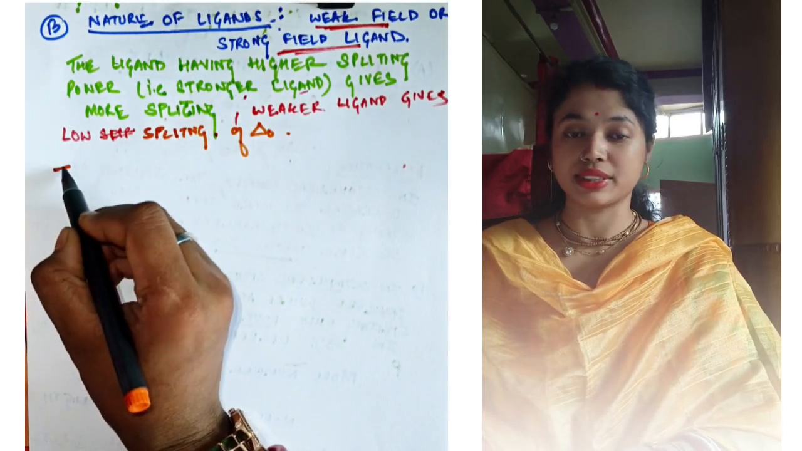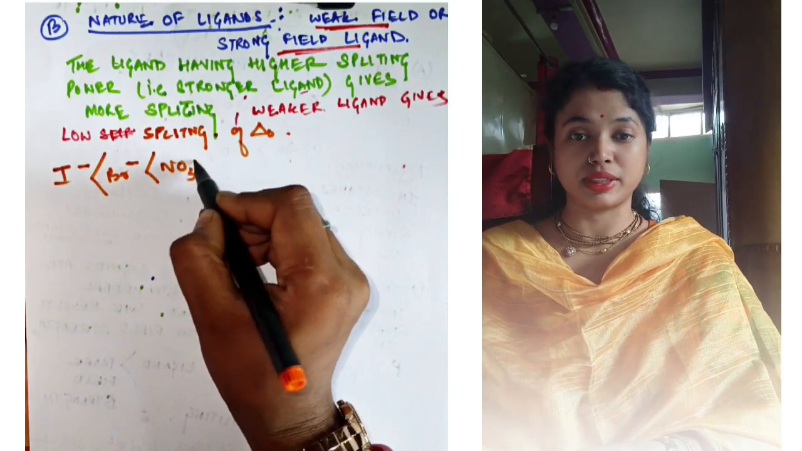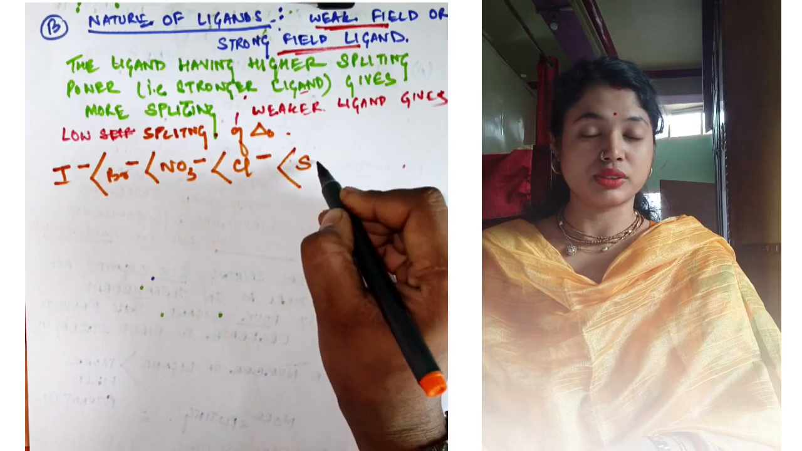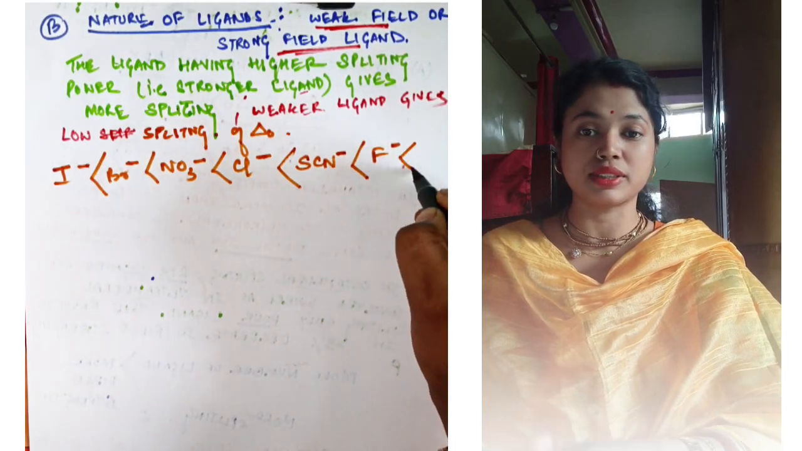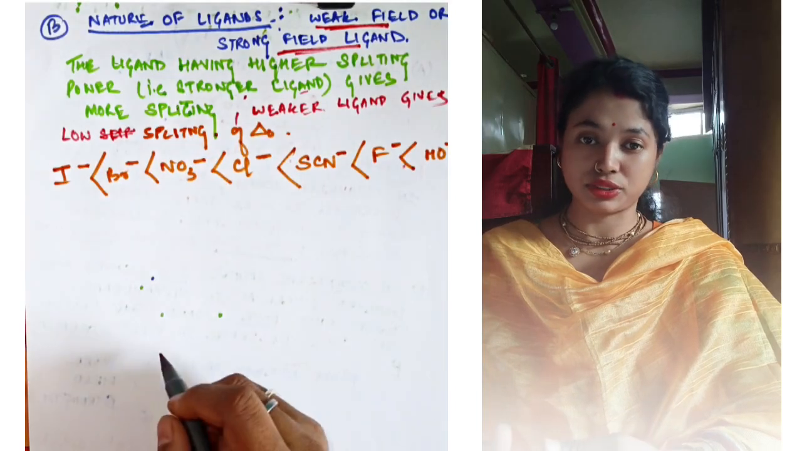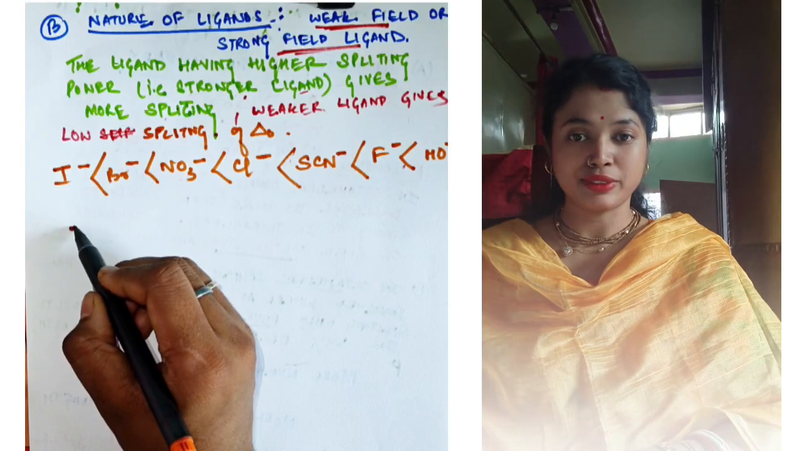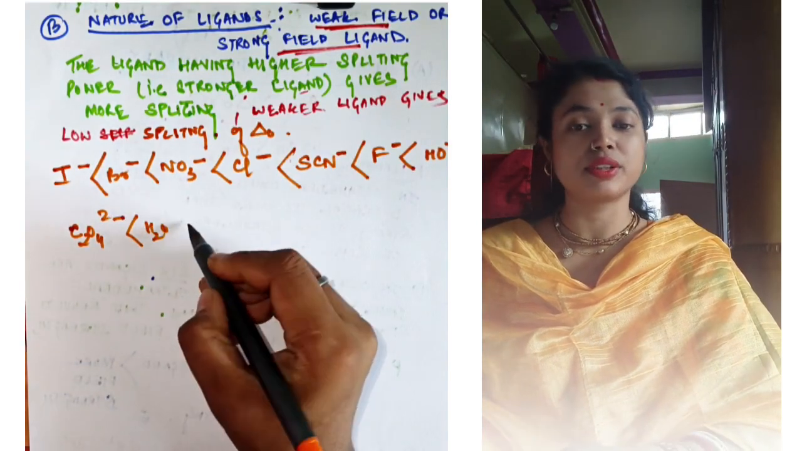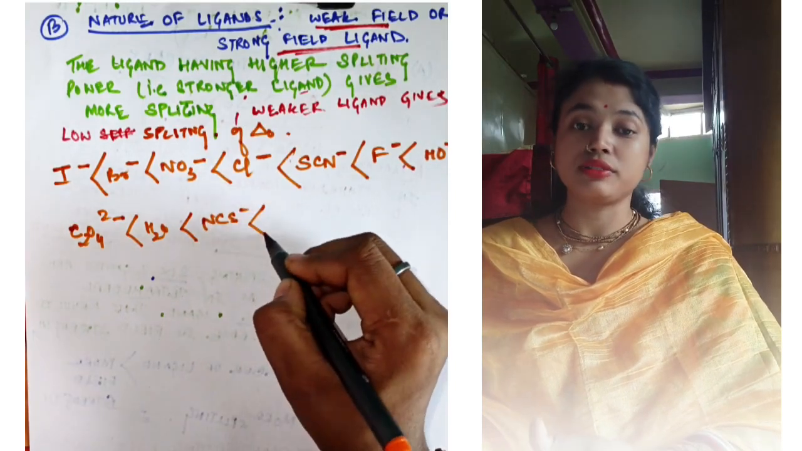So what is the series? I minus, Br minus, NO3 minus. This is the spectrochemical series where the ligand field strength increases. Please remember this or write it down so you can have a look before your competitive examination. These are the weaker ligands, going on to stronger ones: C2O4 2 minus, then water, NCS.